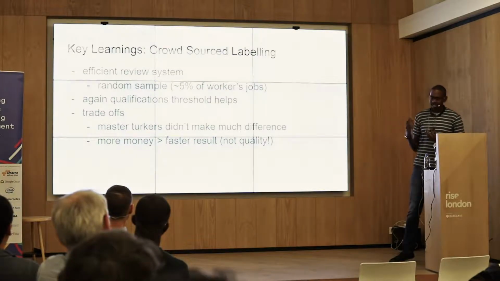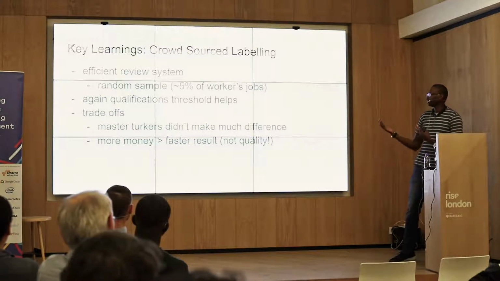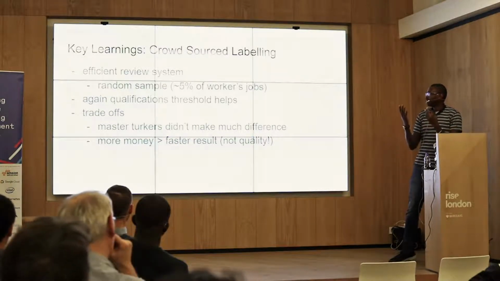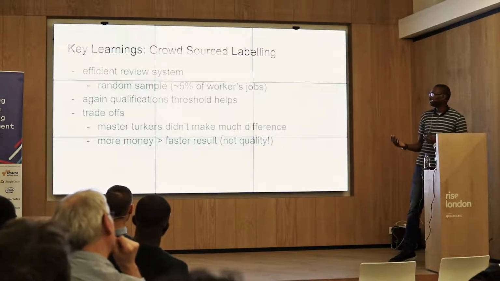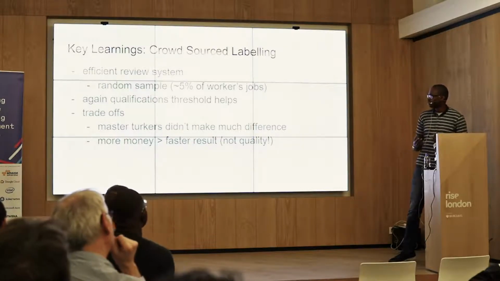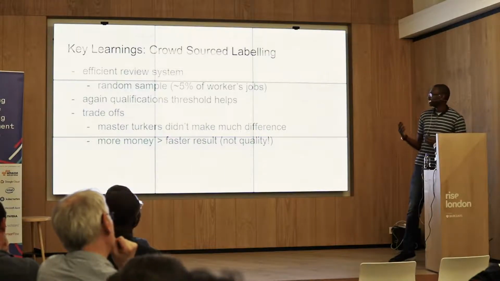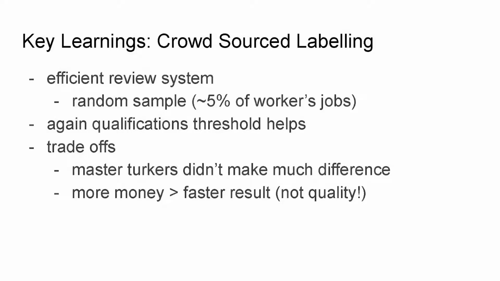But as I said, I'm sort of trying to take you on a journey, and some of the issues I came into, I want to bring across are key learnings with crowdsourced labeling. If you ever do this, you need an efficient review system. Randomly sample 5% of the workers' jobs to make sure it's good. Again, qualification. This is one great thing Mechanical Turk does.